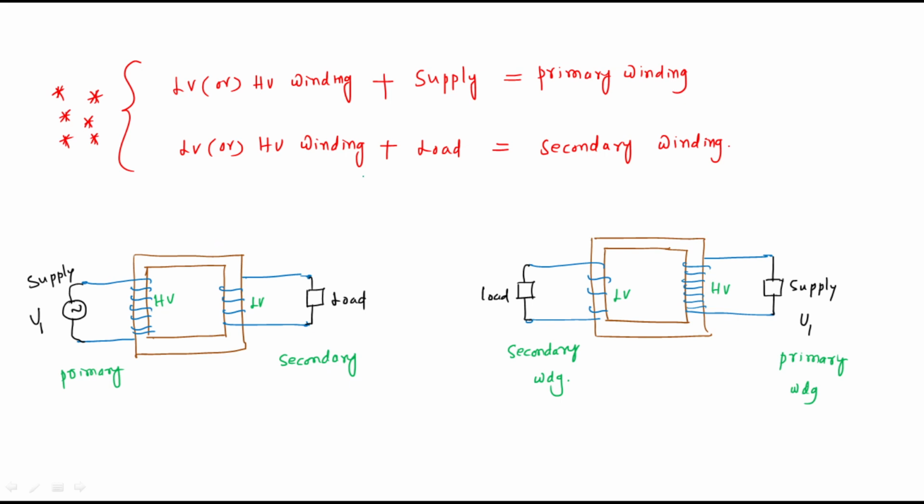Whether it is LV or HV, if we have supply voltage, obviously that winding is called primary. Without supply voltage, that winding is called LV or HV only. Without load, that winding is called LV or HV only. But the combination of supply and load should be represented with primary as well as secondary windings. This is about primary and secondary windings.